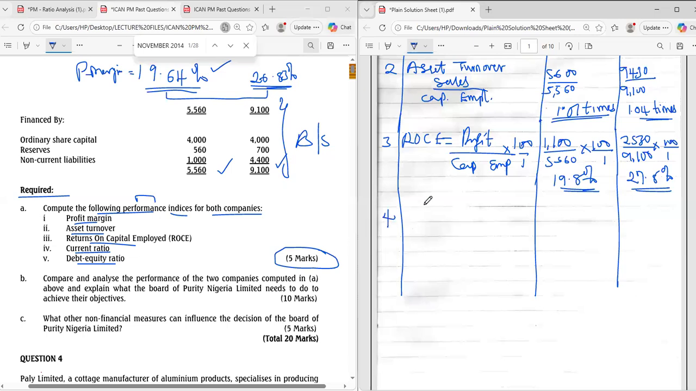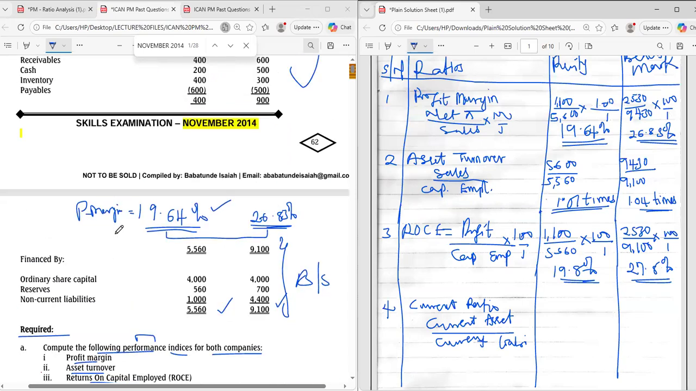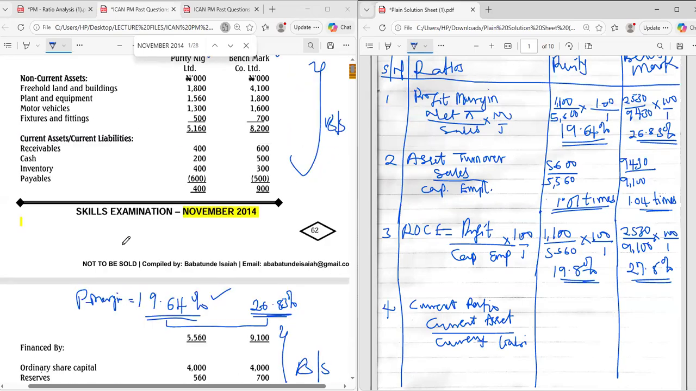What's number 4? Current ratio. Who can tell me the formula for this? Current assets over current liabilities. Current assets divided by current liabilities. So what's the current asset for Purity? Let me go up for you.